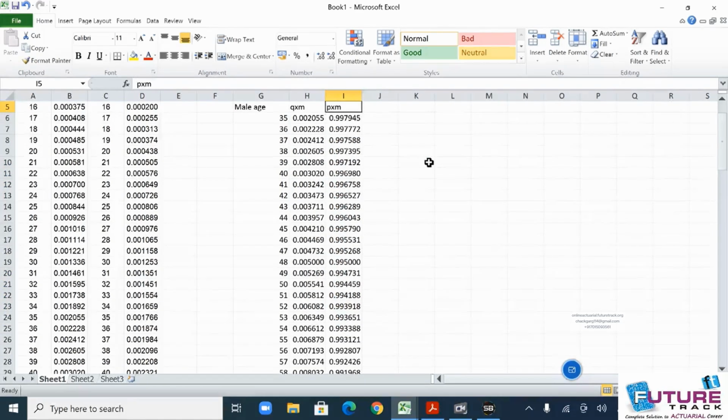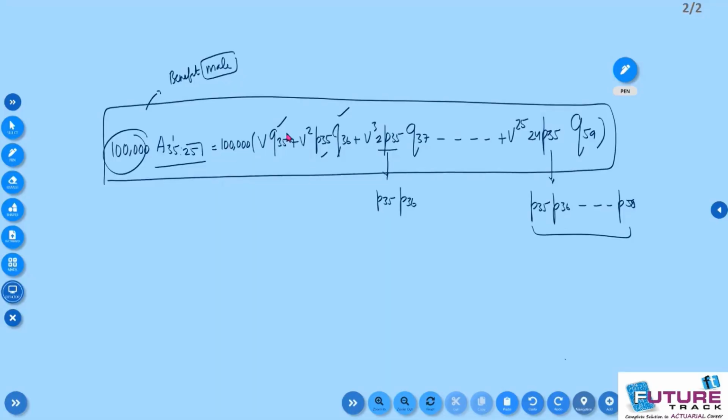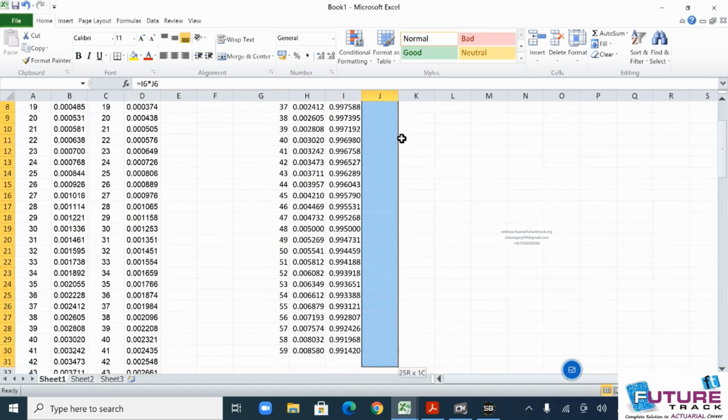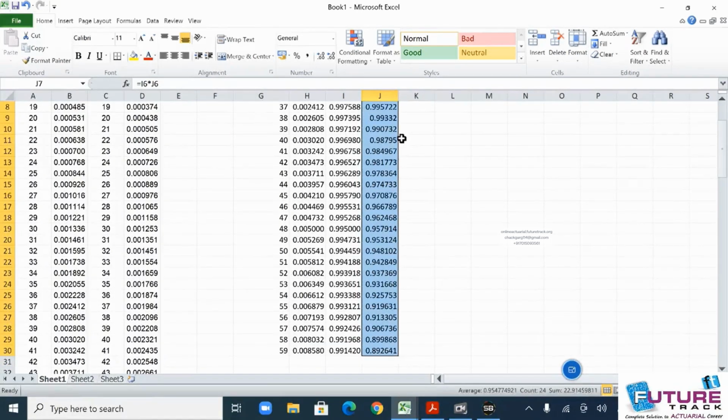Fine class. Now class, we have to write, this is my first, which is 1. If you remember, the formula says we require the p value as 1, right? Then we require p35. So next is p35, which is p35 into the above one, and so on. This goes on till the end.